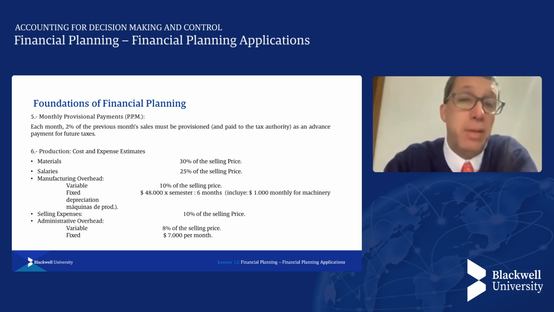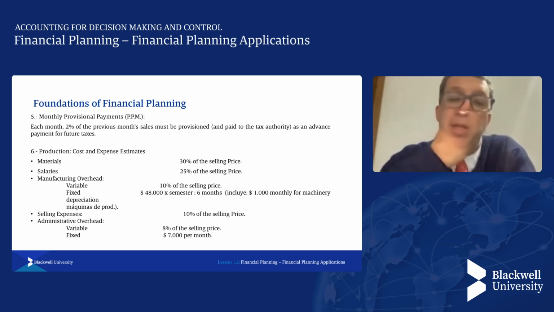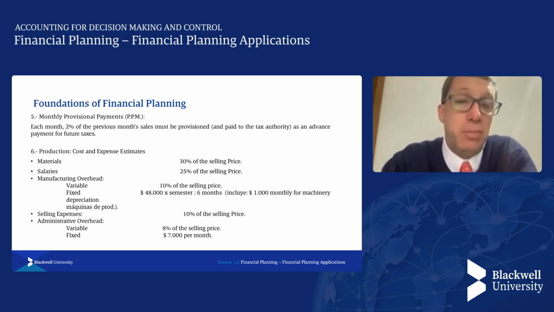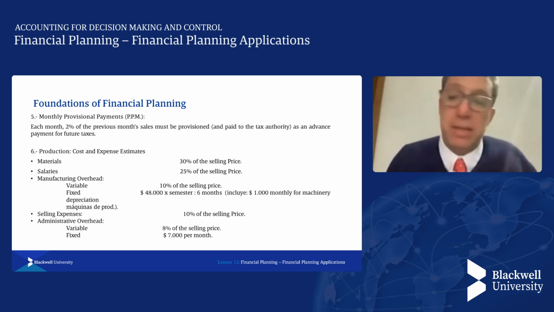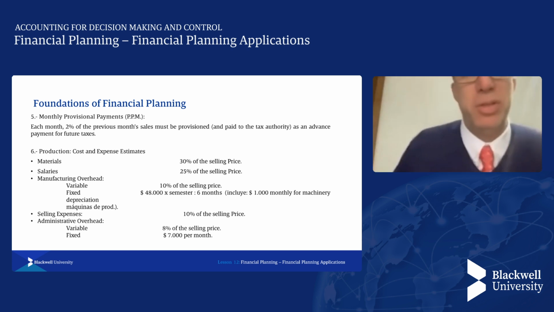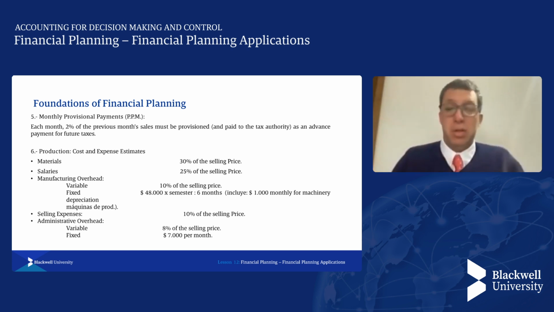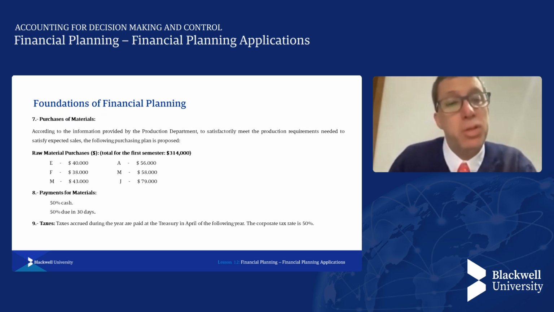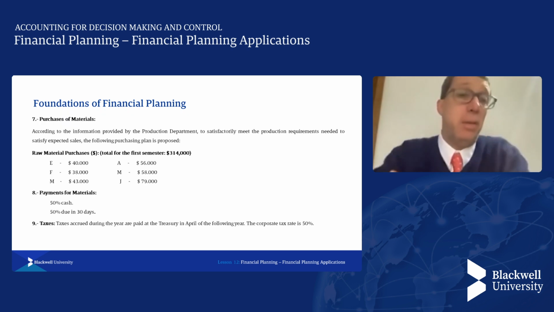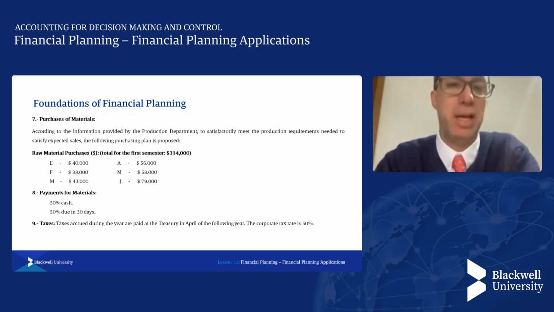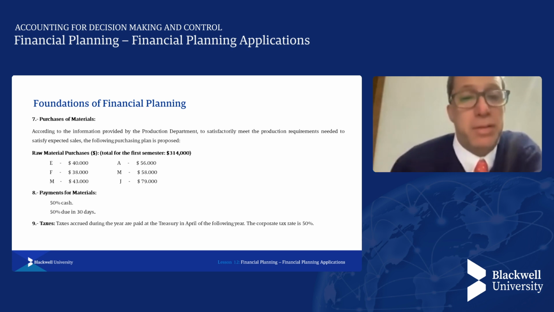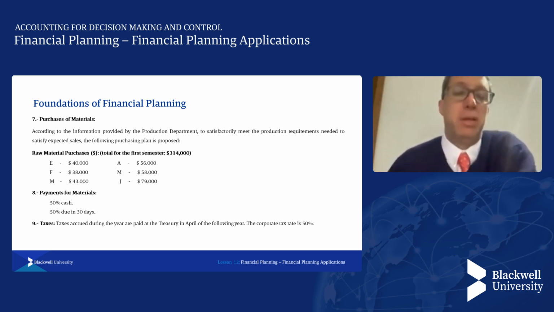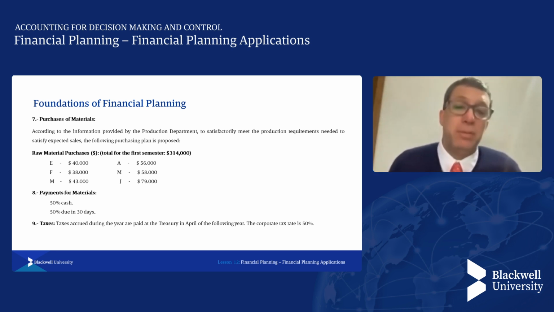The monthly payments we have to make for sales and the profits we generate require an estimation of production costs and expenses, simplified of course, because the idea is not to go into too much detail, but rather to ensure we understand the structure of this projection. After that, the purchase of materials, how we buy materials and how we pay for them, and the taxes that accrue but are paid later.